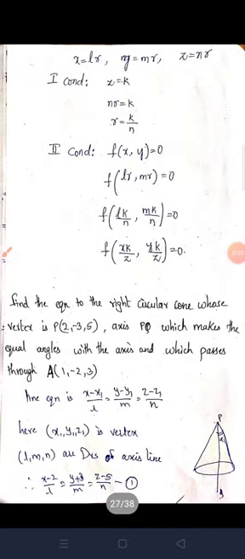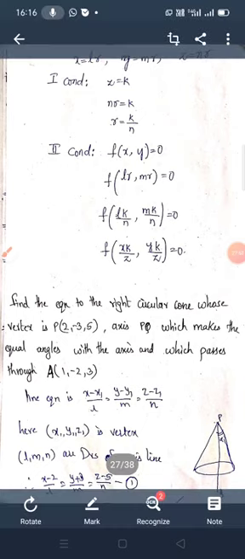Here is another interesting problem. Find the equation to the right circular cone whose vertex is (2, -3, 5) and whose axis PQ makes equal angles with the axes and which passes through the point (1, -2, 3). Whenever a right circular cone is asked, the semi-vertical angle must be given, but in this question it is not given. First of all, we have to find the semi-vertical angle.